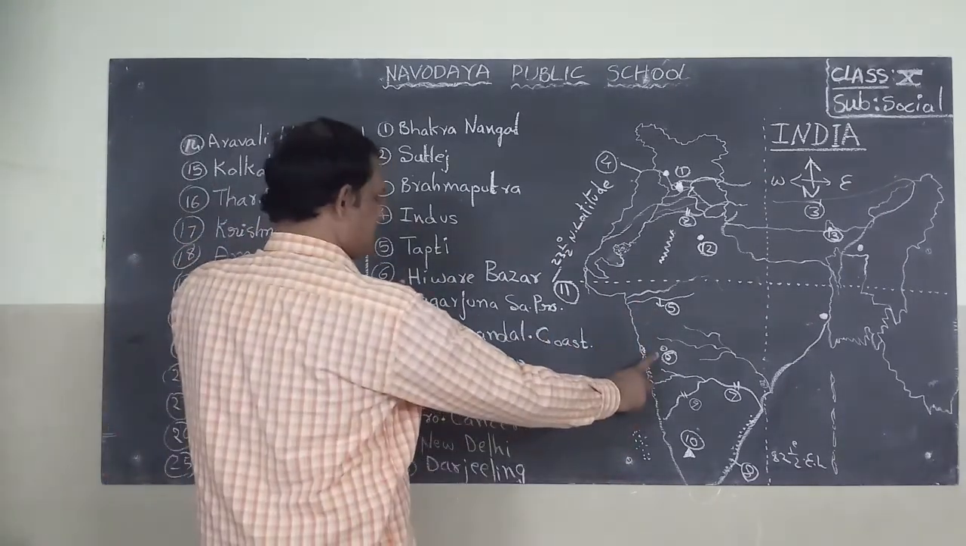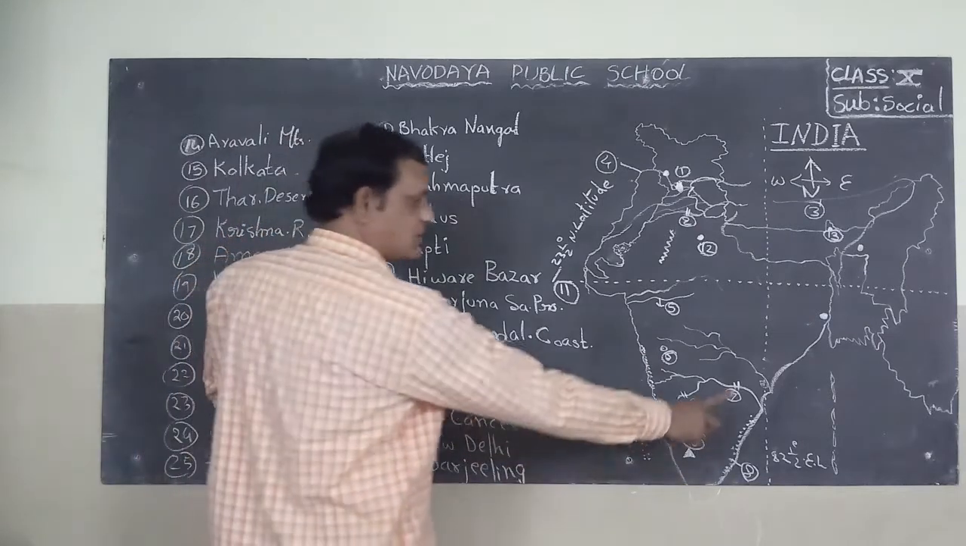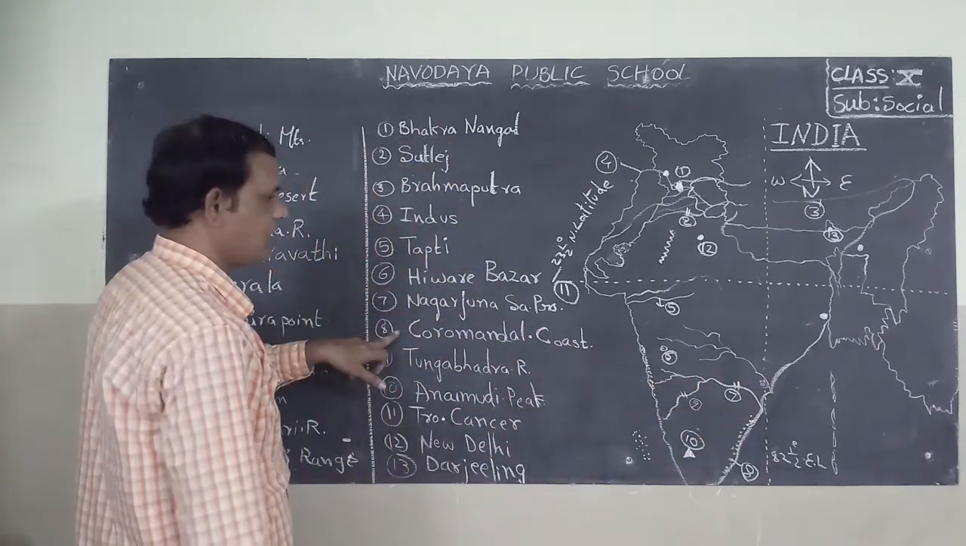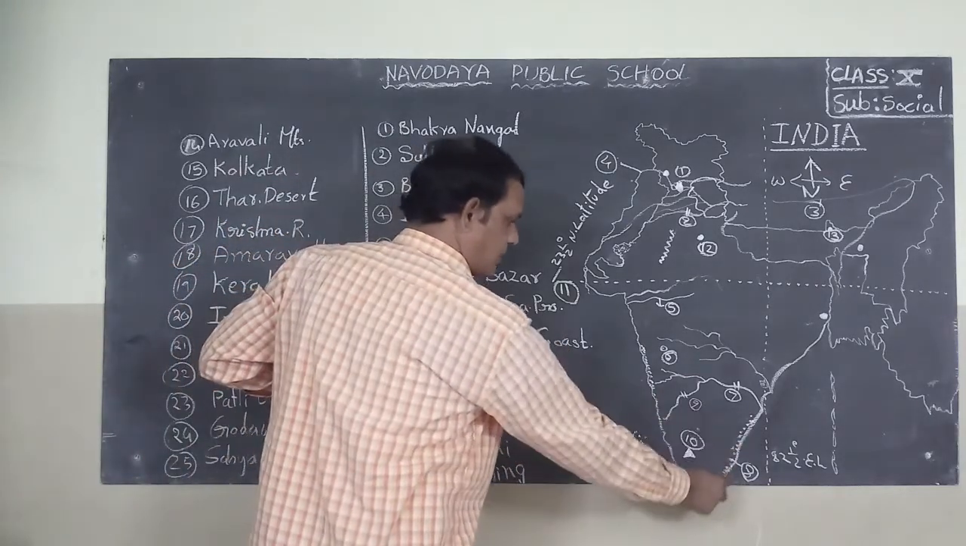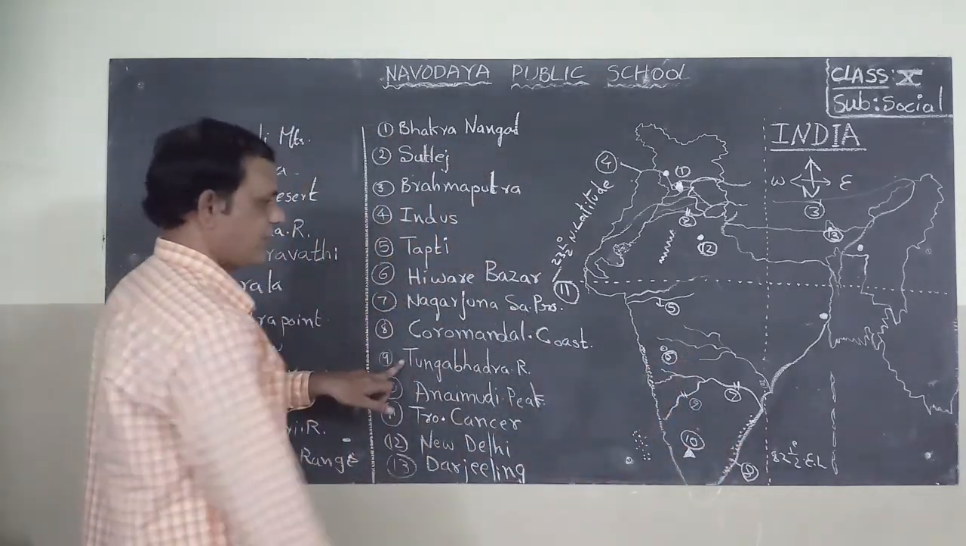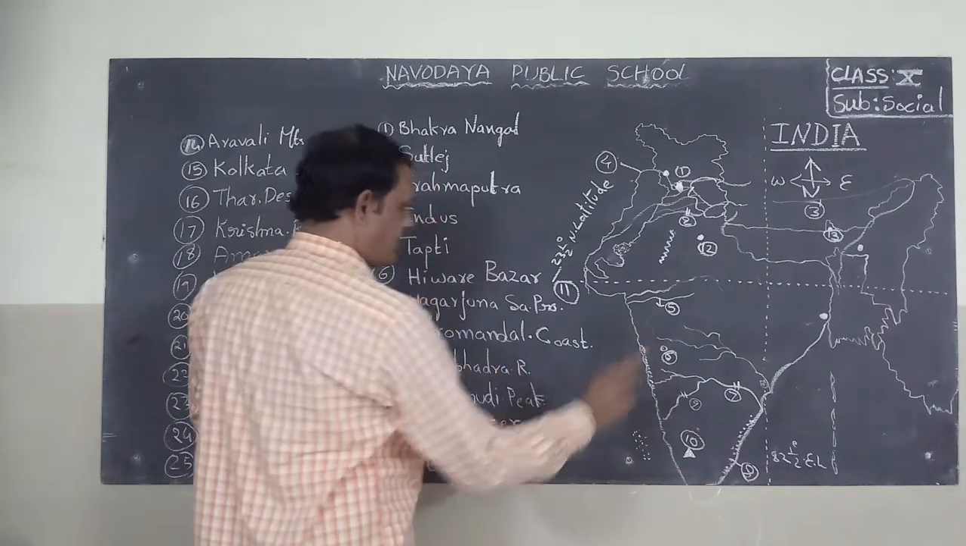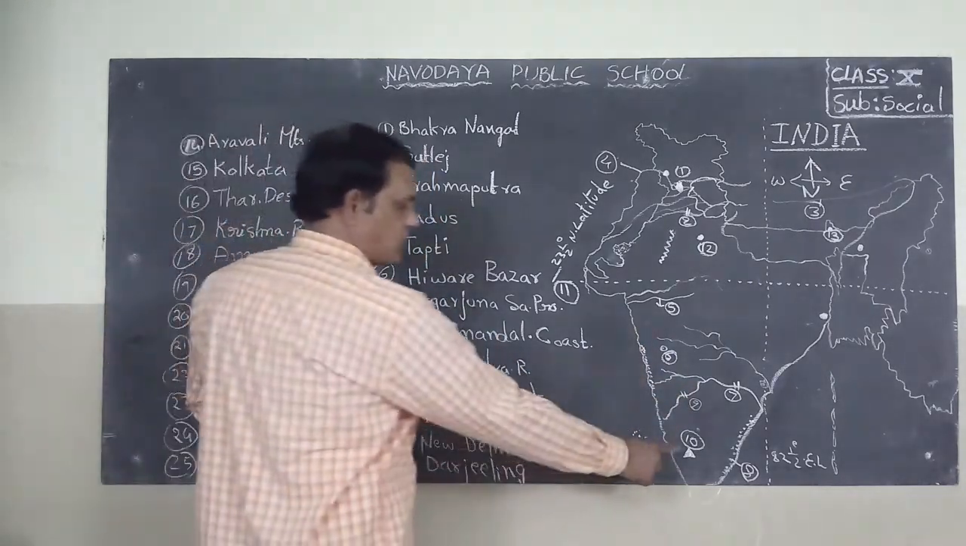Hiware Bazar. This is Hiware Bazar. Nagarjuna Sagar project upon Krishna river. Next, Coromandel coast. This is Coromandel coast. Tungabhadra river. So this is the tributary of Krishna river. This is the Tungabhadra river. Anaimudi peak, South India highest peak.